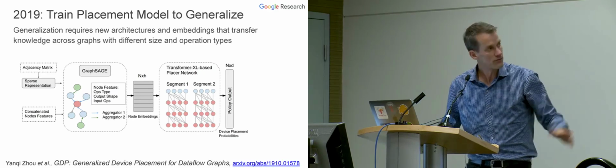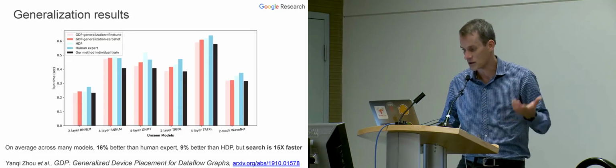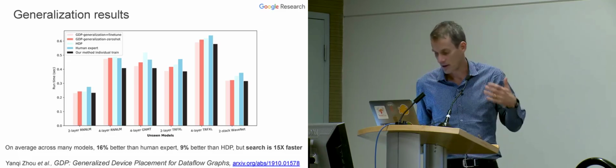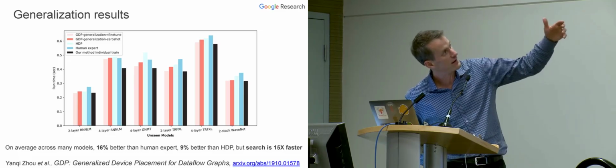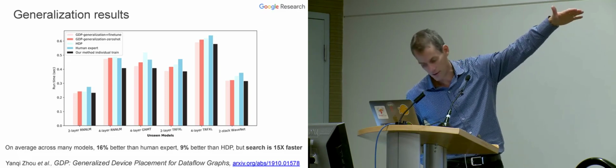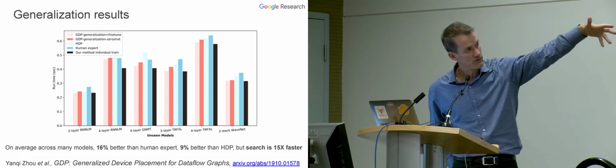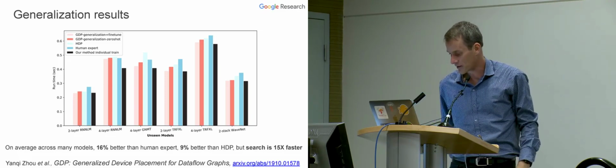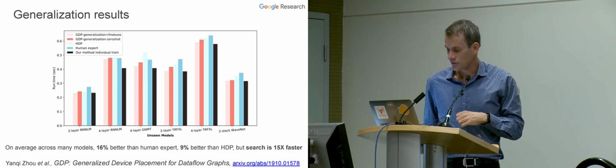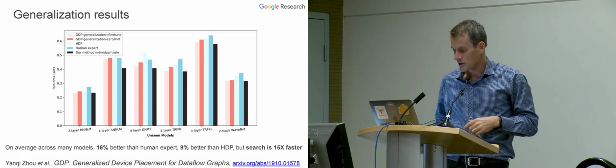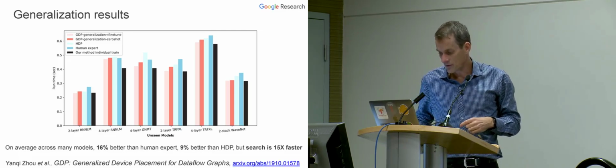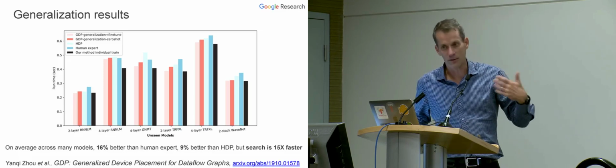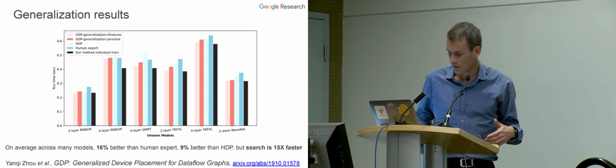Okay, so that's all working reasonably well, and in particular, the generalization properties of this latest evolution of the work are pretty nice. If you compare in this graph, runtime is on the y-axis, and we have a whole bunch of different kinds of models. What you see is that the human expert is the second bar from the right in each group, and if you individually train the method just on that graph, you generally can get quite good results.